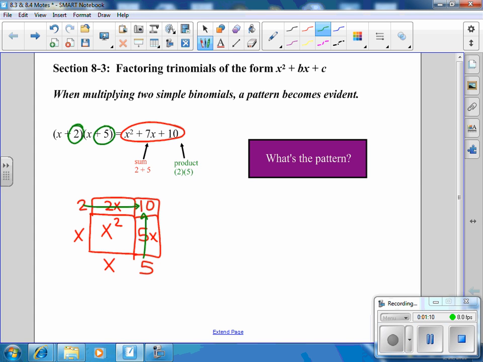If you noticed with all the ones that we did in the last unit, this number in front of x squared was just a 1. It's a little harder when it's not 1. That's what the focus of 8.4 is all about.